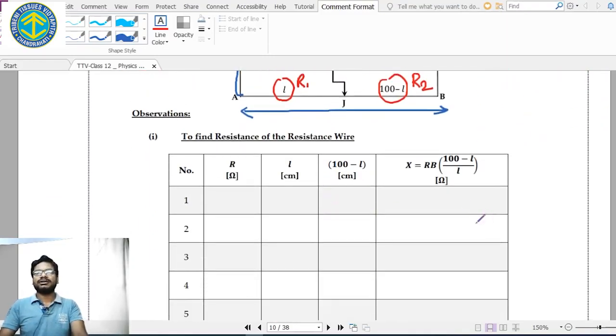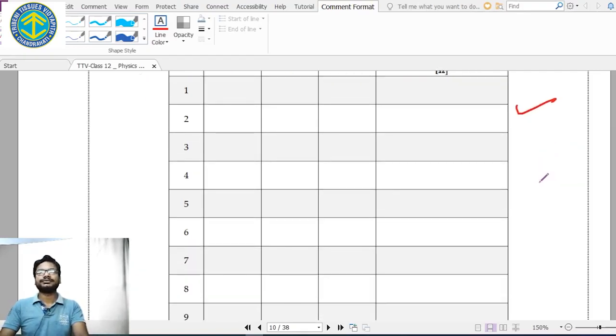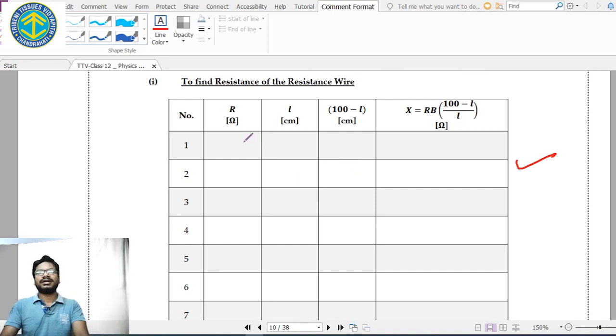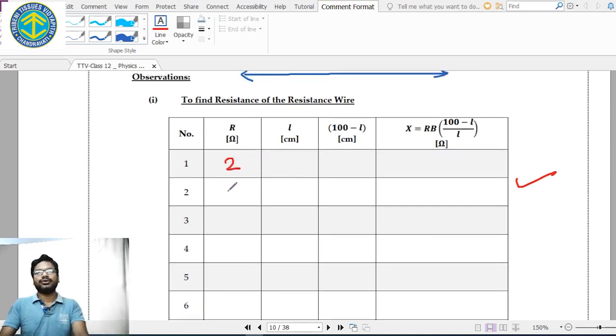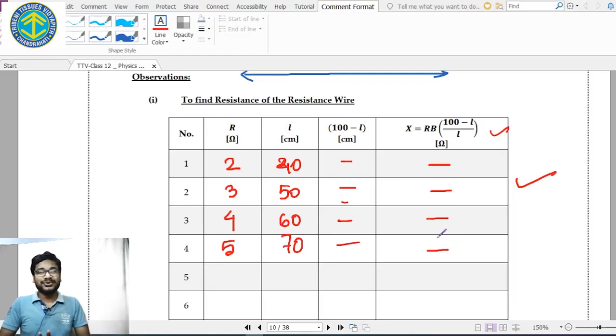So this is our observation table. We have to fill up this observation table. Suppose RB takes 2 ohms, 3 ohms, 4 ohms, 5 ohms, and we'll find the length. Suppose this is 40, 50, 60, 70, likewise whatever we get, we'll put the value, and we'll find 100 minus L. The values will be filled in over here, and we are going to calculate with this formula and find the unknown resistance. So this is the work we have to do.